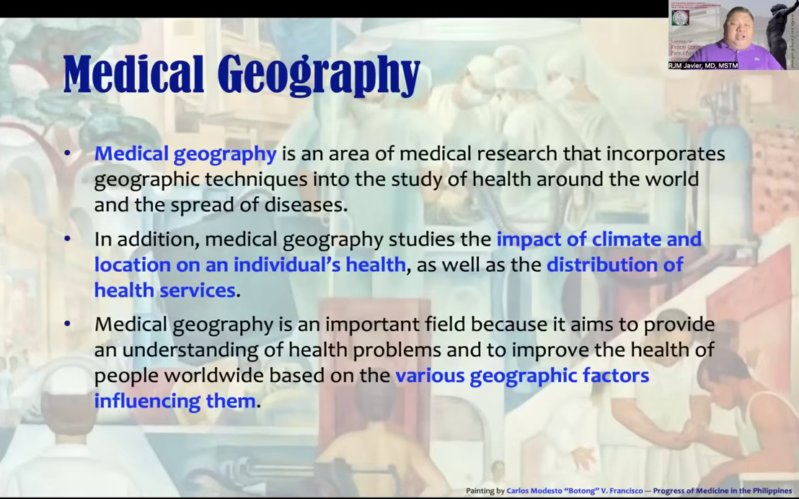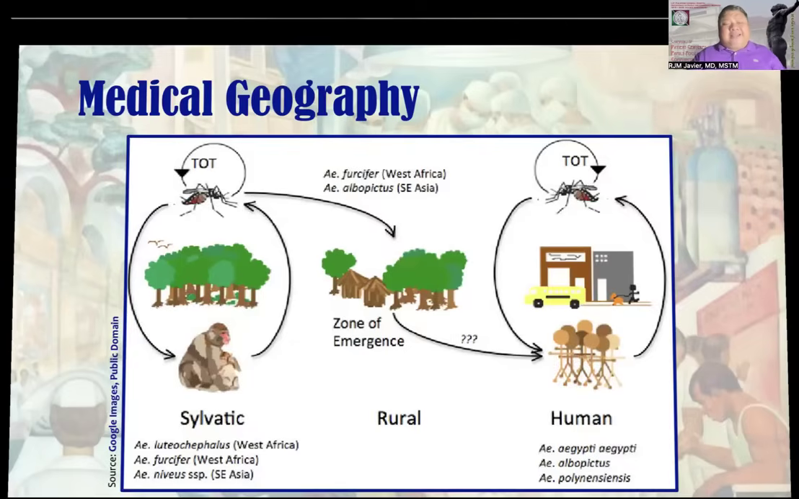When we talk of medical geography, this is an area of medical research that incorporates geographic techniques into the study of health around the world and the spread of diseases. In addition, medical geography studies the impact of climate and location on individuals' health, as well as the distribution of health services. Medical geography is an important field because it aims to provide an understanding of health problems and to improve the health of people worldwide based on the various geographic factors influencing them.